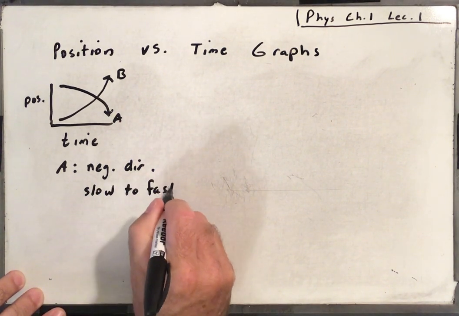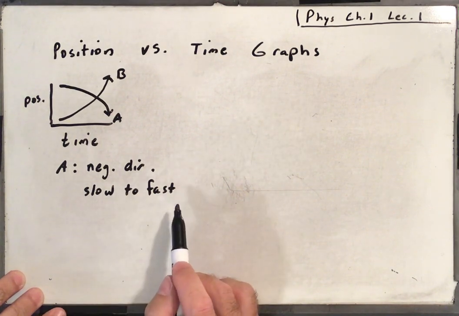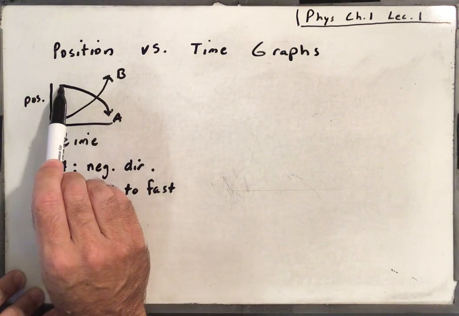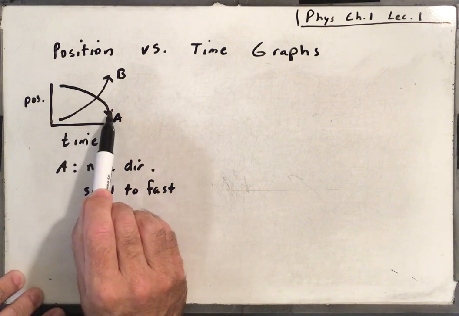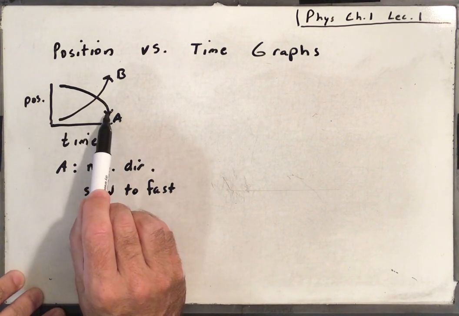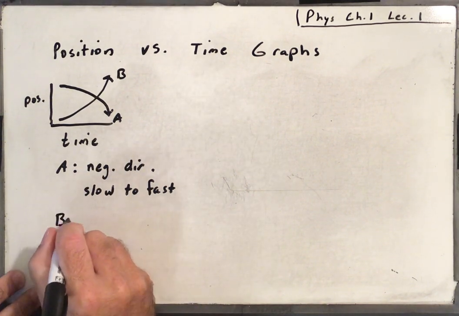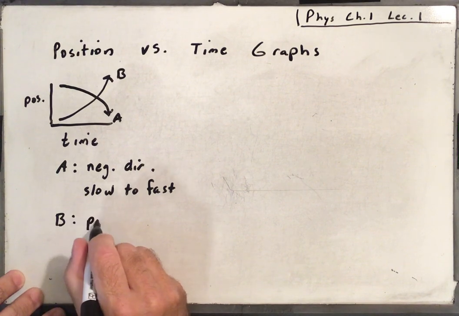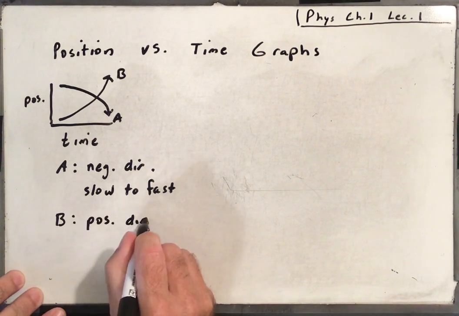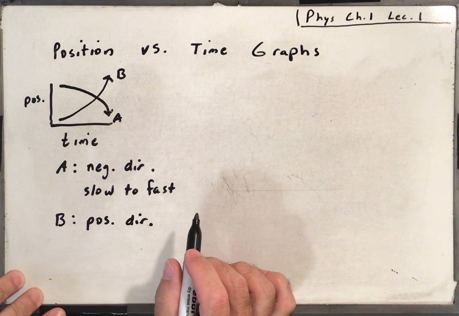It's getting faster. Now, why do I think it's getting faster? Well, here the slope is very shallow. But by the time you get over here to the right, the slope is very steep. So it's really moving faster as time goes on. Now, object B is in the positive direction. So these two objects are moving in different directions.